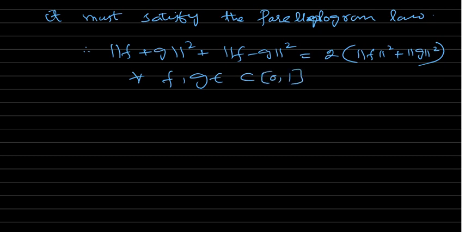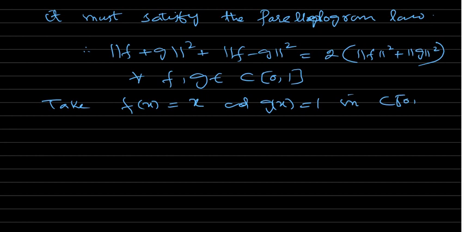If this norm satisfies the parallelogram law, then this should hold. Okay, so let's take two functions. Take f of x equal to x and g of x equal to 1 in the interval C[0,1]. So obviously the supremum norm of f is 1, because the supremum of f of x over the interval 0 to 1 is 1, and the supremum of g is also 1 because it is a constant function.